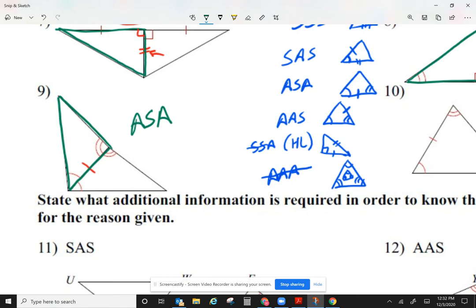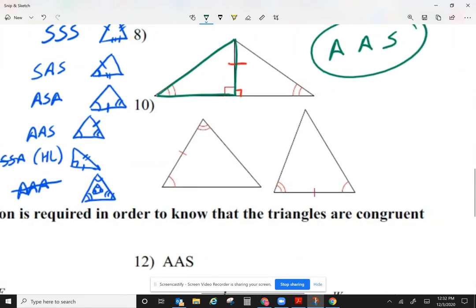Quickly take a look at the other triangle. It is marked the same way. So angle, side, angle works. It's a good rule. Let's take a look at number 10.